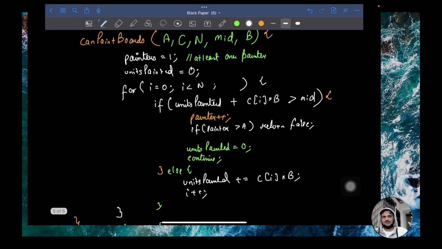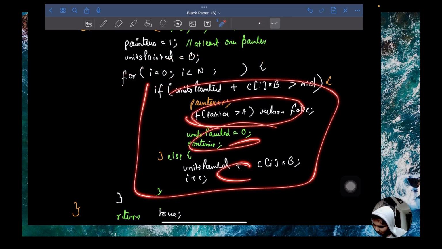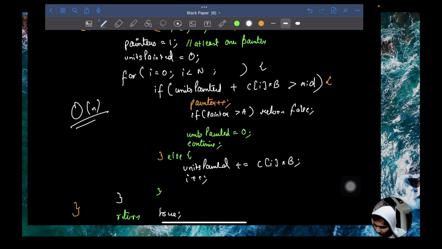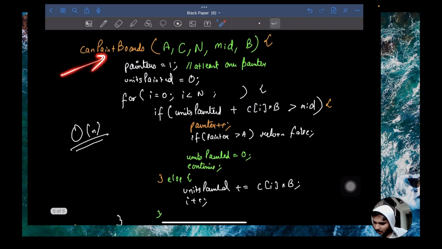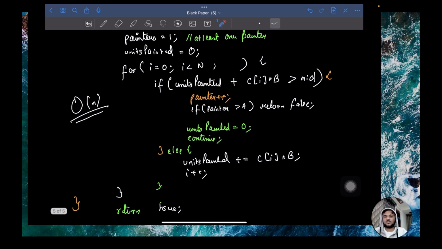So using this simple logic, what is the time complexity? See, for loop, if else, nothing else, order of n. This function is going to work in order of n. So in order of n, you will be able to check whether in mid unit of time using A painters with B unit of time per unit of board and total n boards, can you paint all the boards? This will be a simple for loop that you can actually write here.